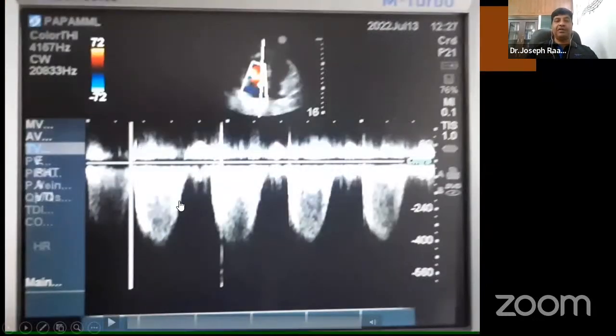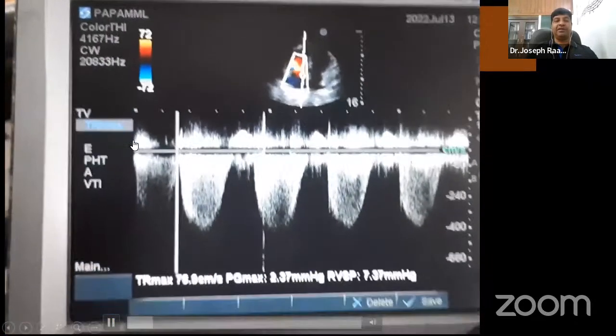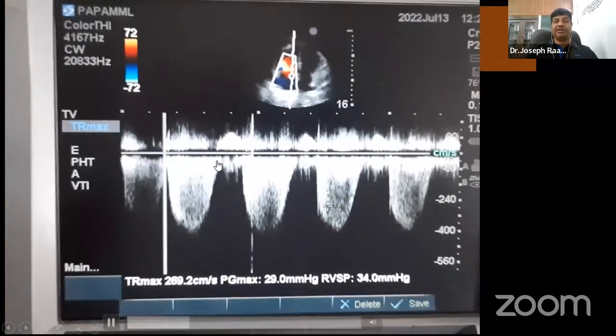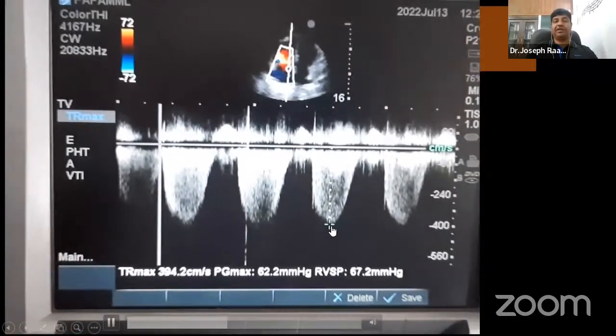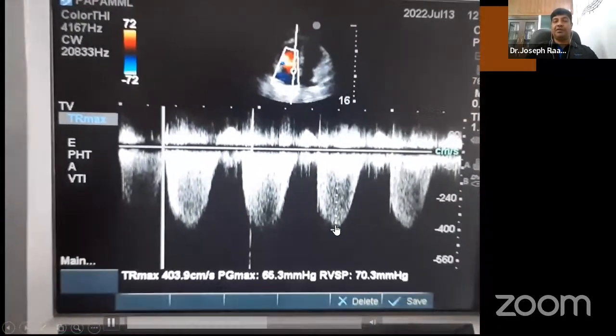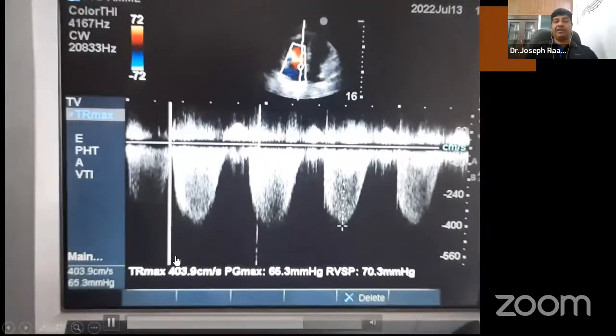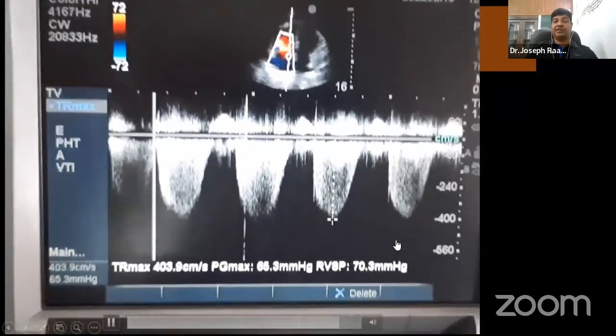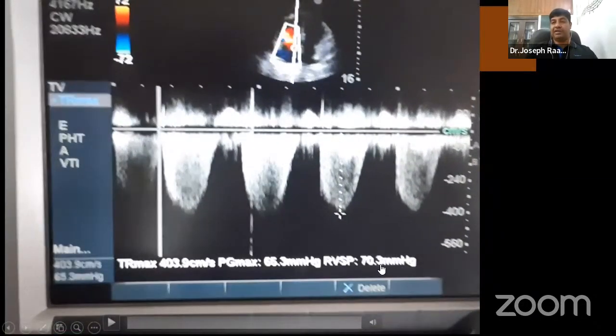So what you can do is, once you get a waveform, take a good waveform. Then, using the calculation package, you measure the tricuspid regurgitant TR maximum velocity. Automatically the machine will calculate it, and you can see that the right ventricular systolic pressure is around 70. So you can very well know that this patient has pulmonary hypertension.